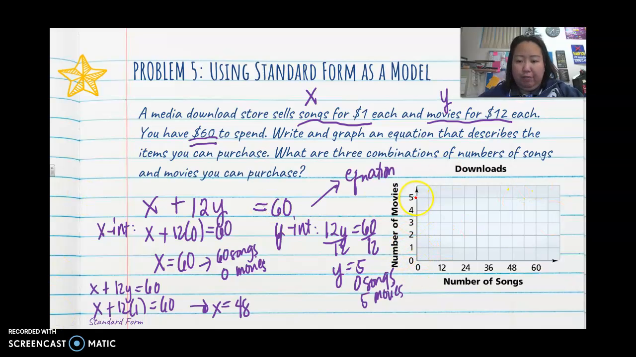All right, so remember, if you have 5 movies, you can buy 5 movies all in all, no songs. You can buy all 60 songs, no movies. If you get only one movie, one movie is already 12. So you can get 48 songs since it's $1 each. If you have 2 movies, you can get 36 songs. You have 3 movies, you can have 24 songs, and then if you have 4 movies, you can get 12 songs. So pretty much that's going to be a straight line going that way. So those are your 3 possible combinations of movies and songs that you can purchase.